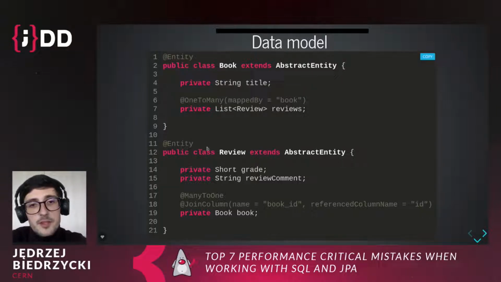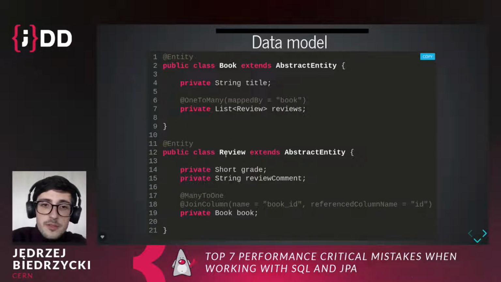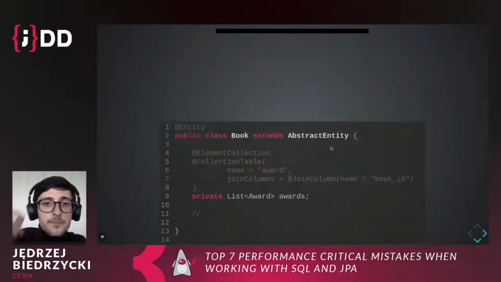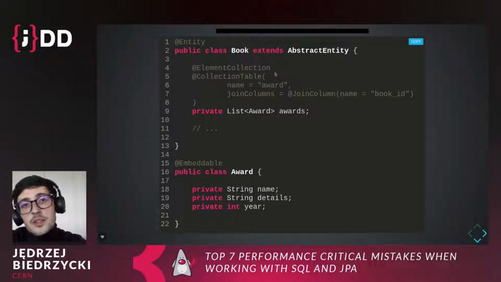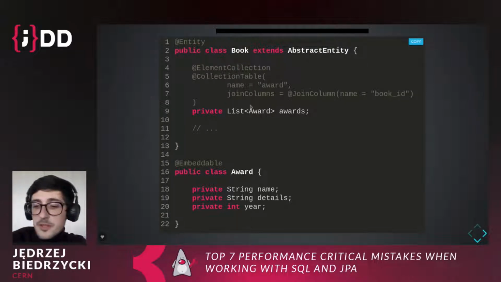And we're going to have a review. The book can have a title, a review will have a grade and a comment, and both entities have a bidirectional one-to-many relationship between those two. Then we're going to need an award, which will be an embeddable with a name, details, and the year it was awarded. We're joining the awards to our book using element collection and collection table, like that.